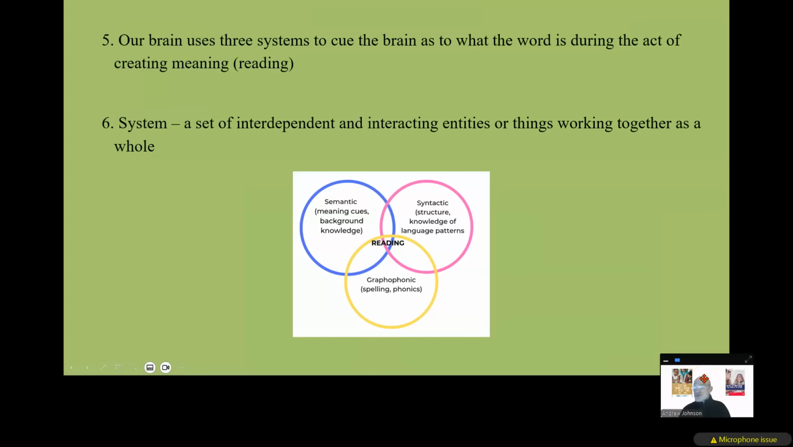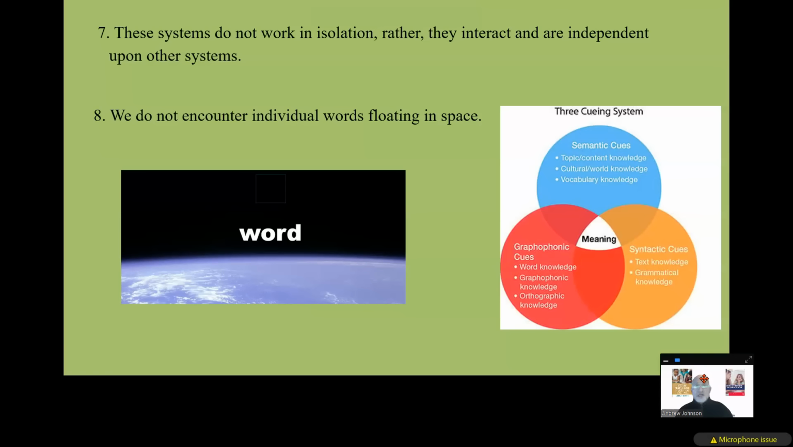Our brain uses a lot of information, but 3 cueing systems cue the brain as to what the word is during the act of reading. And it's a set of interdependent and interacting systems. They work together as a whole. The semantic system, the syntactic system, and the graphophonic system, or the phonetic system. And these are used not to identify words, but to recognize words automatically.